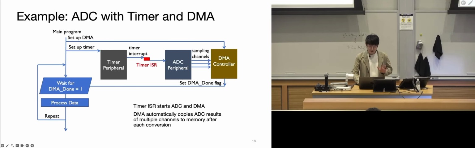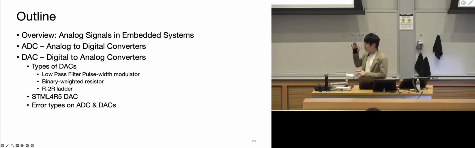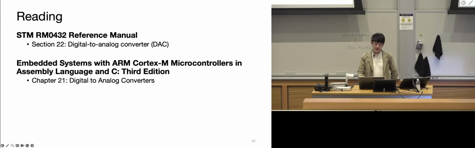All right. So today we're going to move on to the remaining part. We're going to talk about the DAC, digital to analog converters. We're first going to talk about different types of DACs, just as we talked about ADCs, and then we talk about the ones we have on board and some of the error types we have and how we could potentially deal with them. Again, some reading materials from the reference manual as well as the textbook.